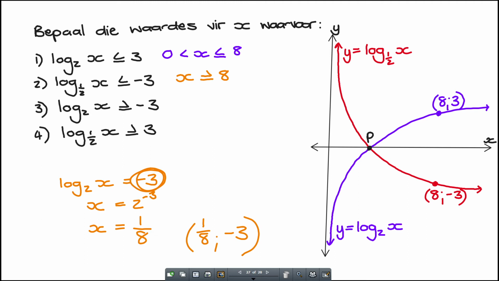Ja, onthou, ons is besig met hierdie grafiek. So it's the purple one. X is 'n 8th, met ander woorde nog eers 1 nie. En y is minus 3. Kyk gou, hier is y minus 3. So it would be there. Nee? Ja. Nee, ek wys net vir hom, want hy vang toe nie hoekom dit daar gaan wees nie.